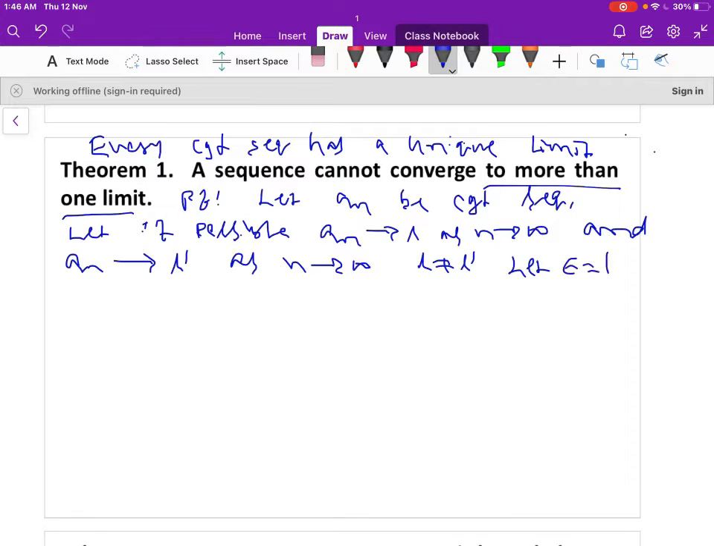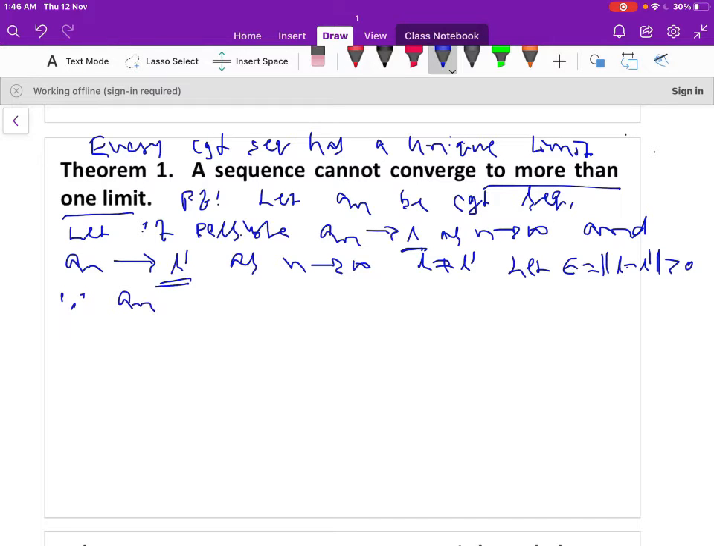Let epsilon be equal to the modulus of L minus L dash, that is positive. We assumed that a_n is a convergent sequence and it converges to the two different limits L and L dash. So I consider epsilon equal to the modulus of L minus L dash, which is positive.